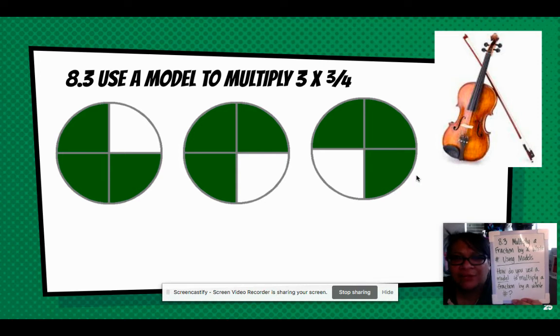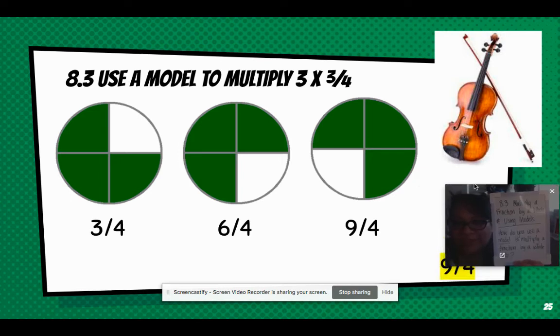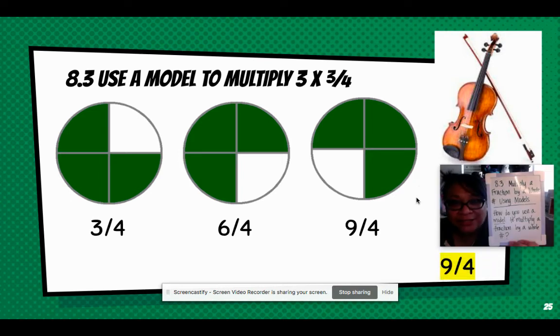So let's add up all these parts. We have 3/4 right here. We add this. Now we have 6/4 right here. So we have 6 of these parts shaded in. And now we have 9 of these parts shaded in. So you could count individually how many you have. But can you use repeated addition to get 9/4? And the answer is yes.